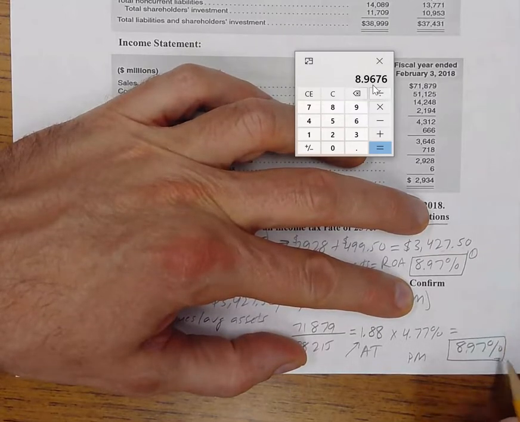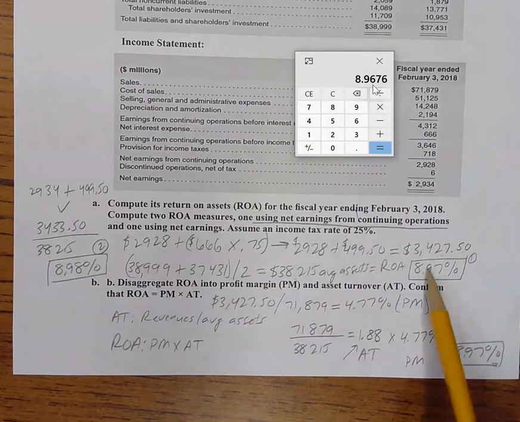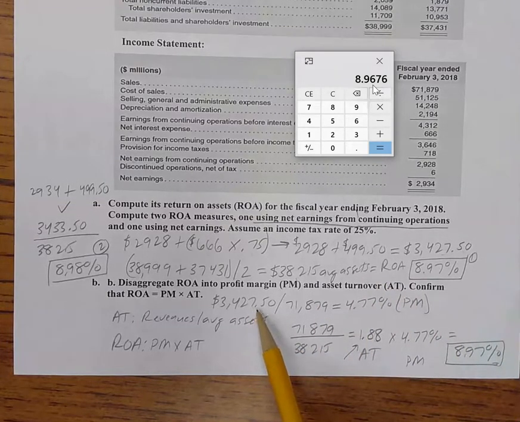You may wonder, interesting, these two numbers are the exact same. Well, that's because we actually did the exact same thing. We calculated return on assets. We just went about it in a couple of different ways. And keep in mind, we did this figure down here. The only thing that changed was that we used profit margin as part of our formula.